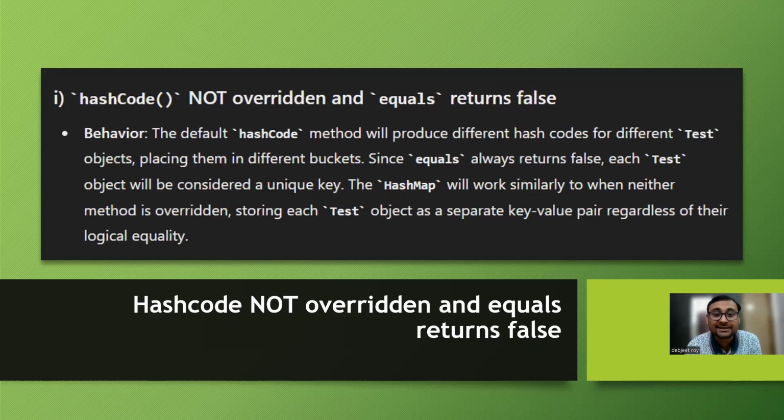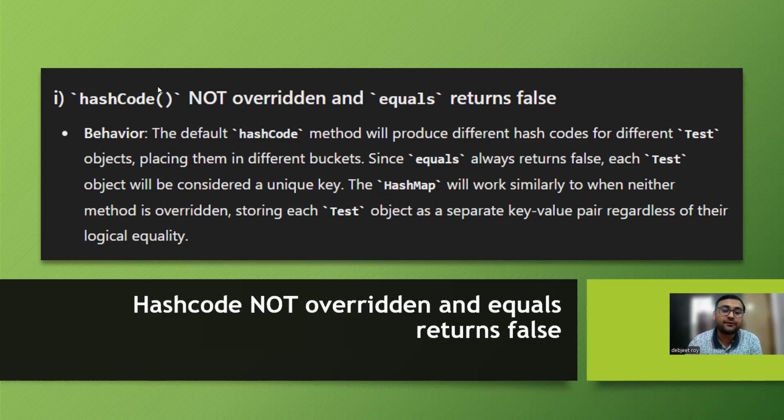And last is hash code not overridden and equals method returns false. If hash code is not overridden, then though two keys can have the same hash code logically, they will point to different buckets, and equals method returns false. Then what will happen? The test class object will have a separate key value pair, and it will be stored in the form of a linked list.